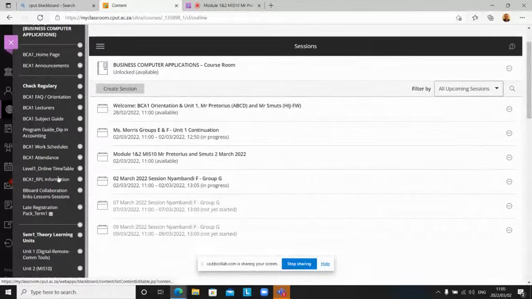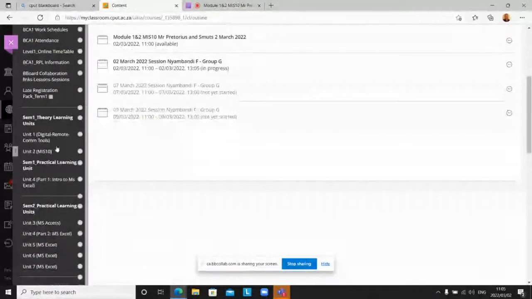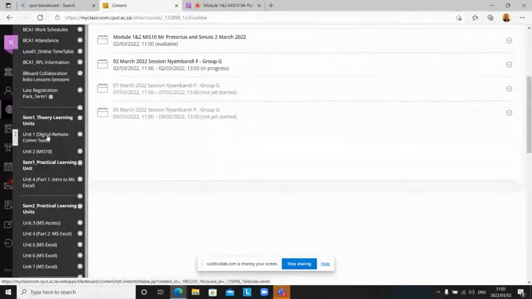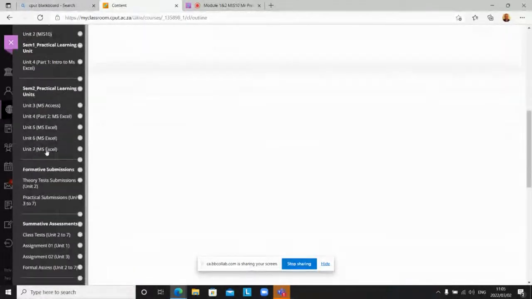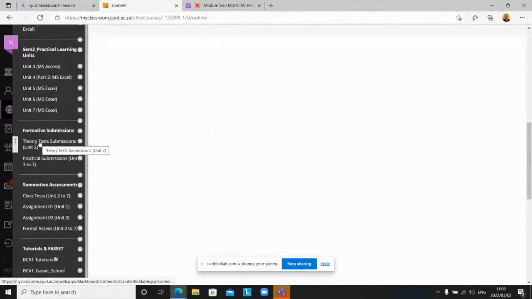Okay, I mentioned the theory tests. If you have a look on the left-hand side of your screen, we will have here under formative submissions. Now, please be aware, formative is in-class assessments and summative is final exams or exams and assignments. So you will find your work under either formative assessments or summative assessments, depending on what we're doing.